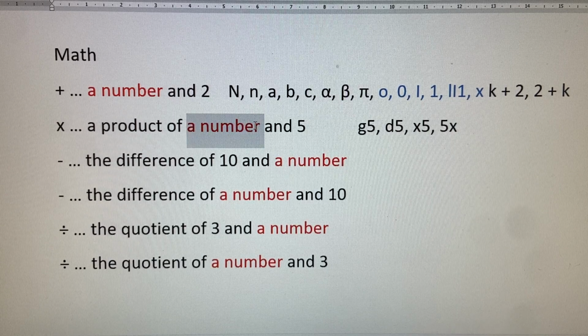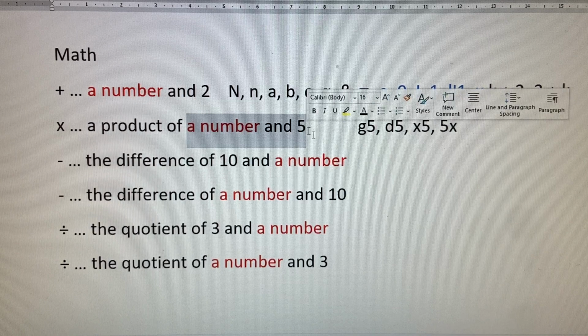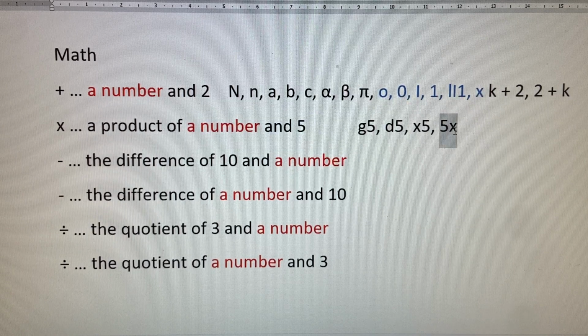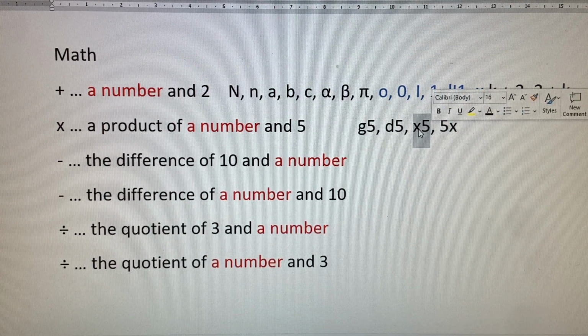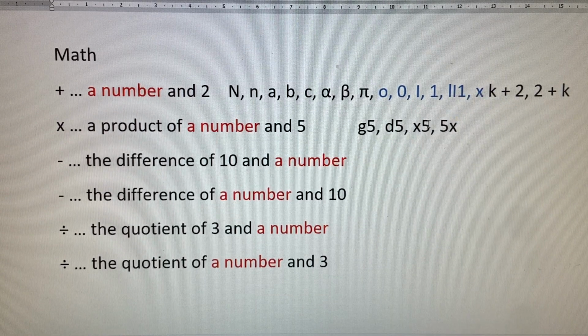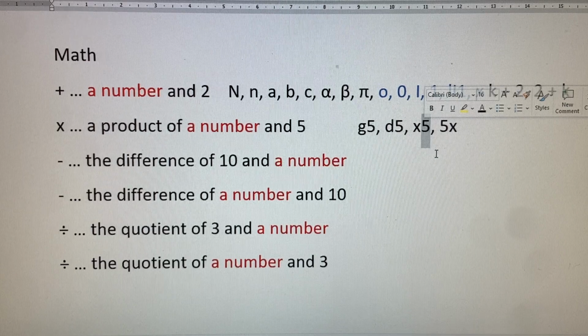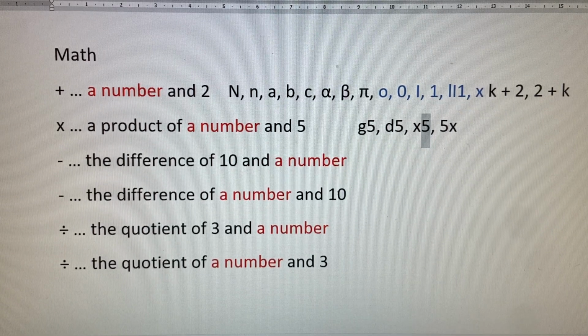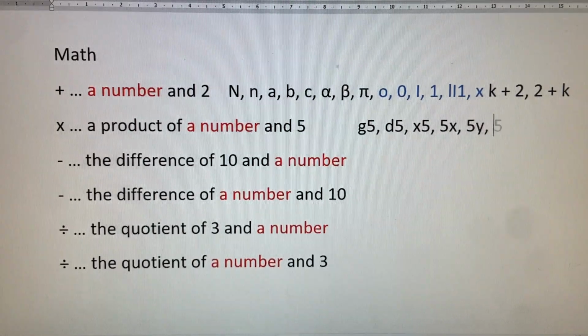However, the sentence here, a number and 5. So, a number and 5, this matches the sentence, but this is equally correct, as long as there's no confusion that this x is not a multiplication symbol, and if this 5 is printed neatly enough, so it's not mistaken for an exponent, x to the power of 5. You see the difference? Okay, so if it's printed neatly enough, you'll be fine. So this is how math is typically printed: 5x, 5y, 5a.